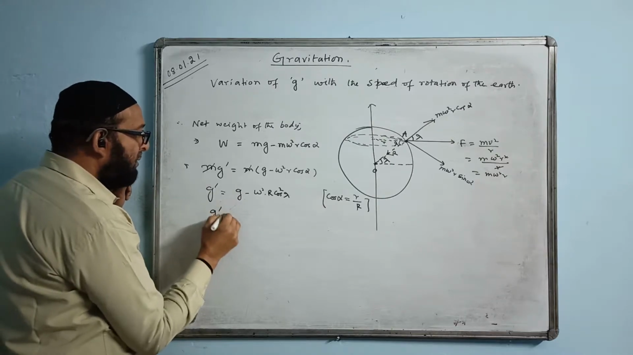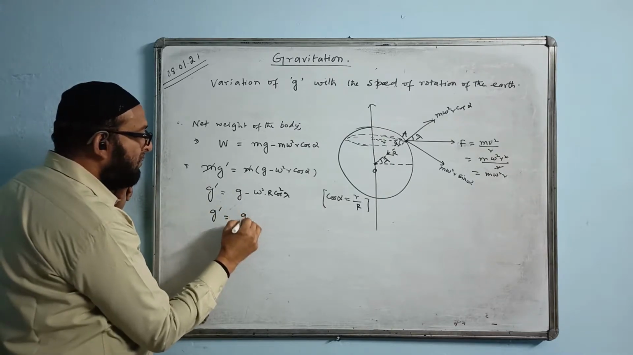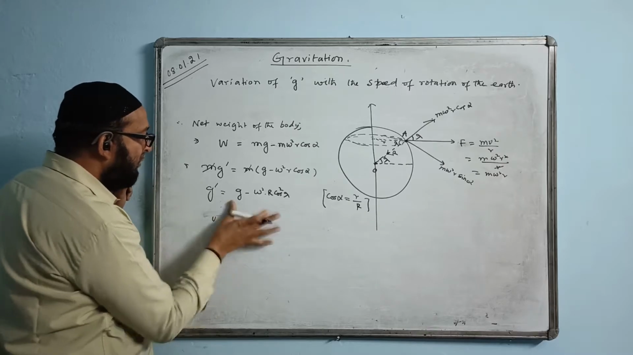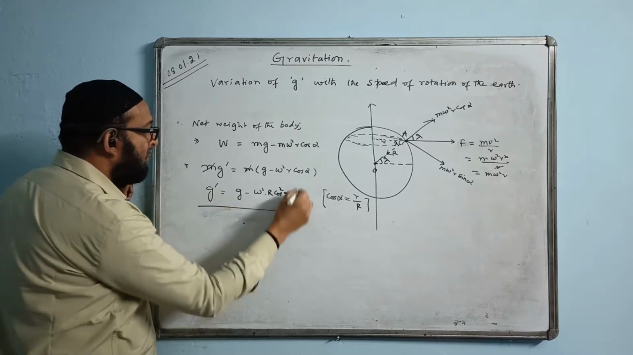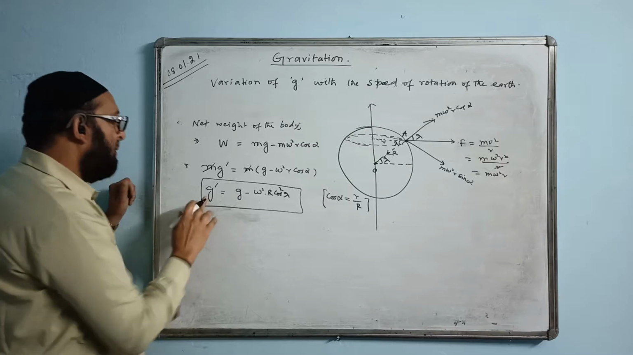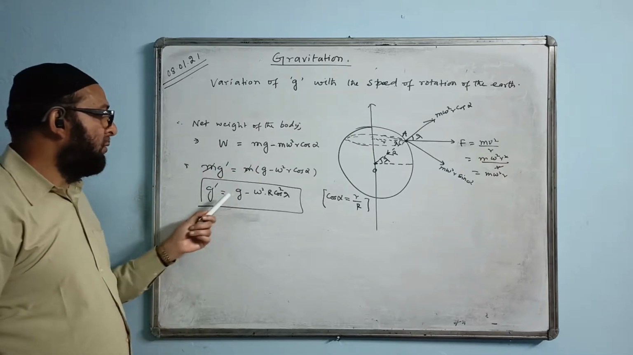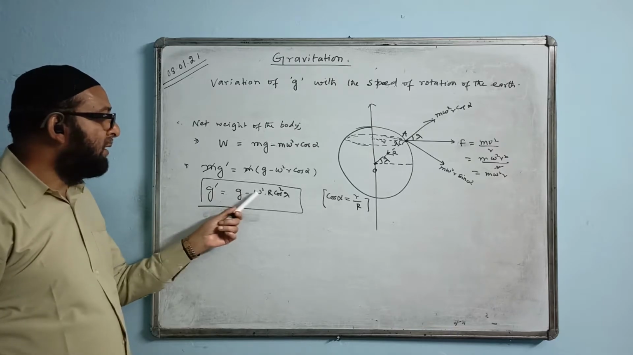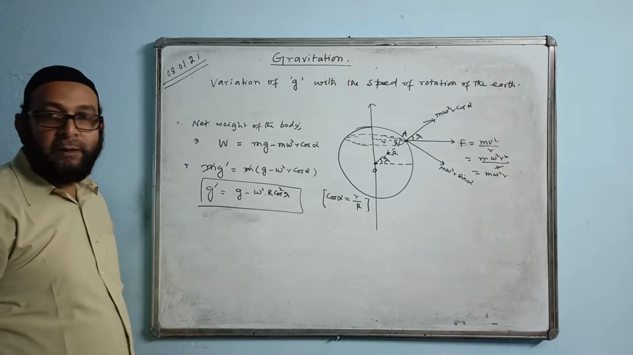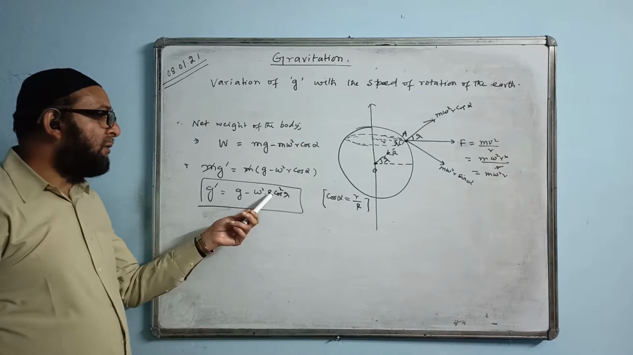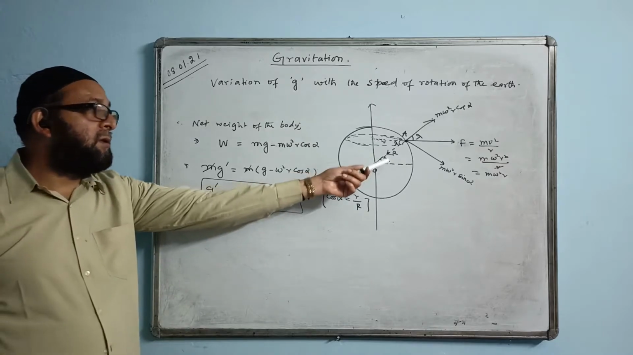So we have the formula g dash equals g minus omega squared R cos squared lambda. This is the new value of g at that point, at a latitude, due to the speed of rotation, where R is the radius of the Earth and lambda is the latitude.